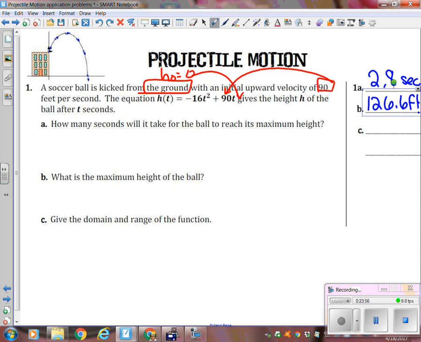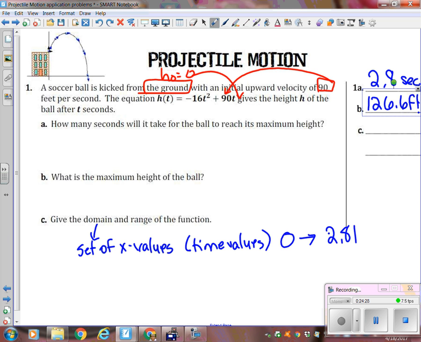The last one, give the domain and range of the function. When we talk about domain, a domain is a set of all the what? Set of the x values. In this case, the x values are the same as your set of time values, right? What time is the start time and what's the maximum end time for this ball to start at the ground and come back to the ground? From 0 to 2.81 seconds, right?